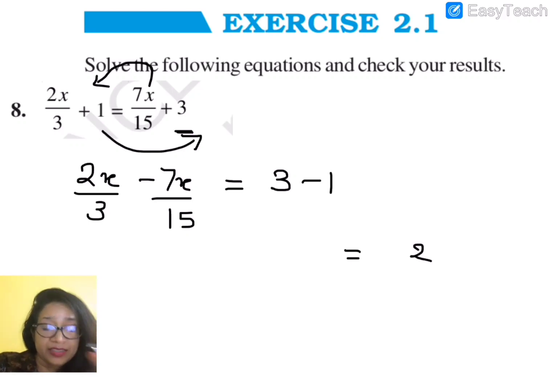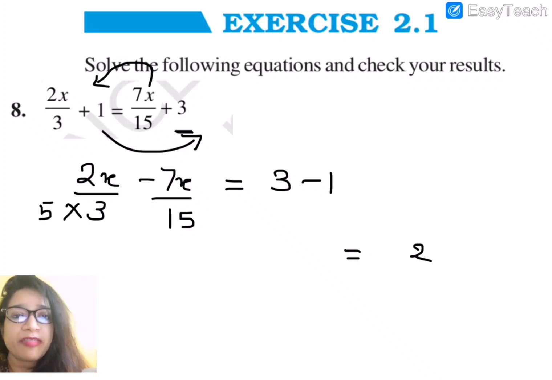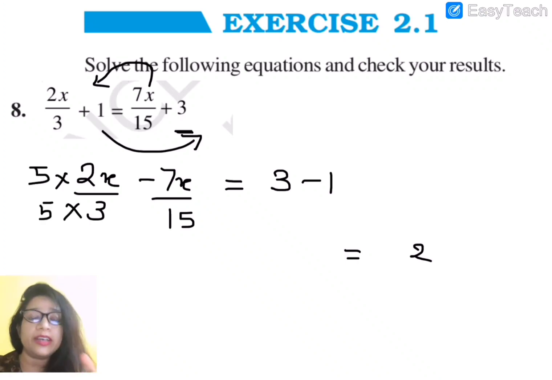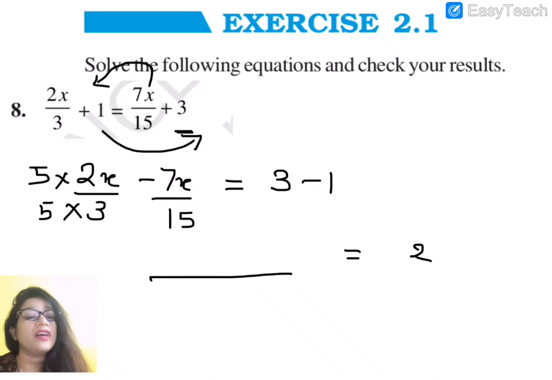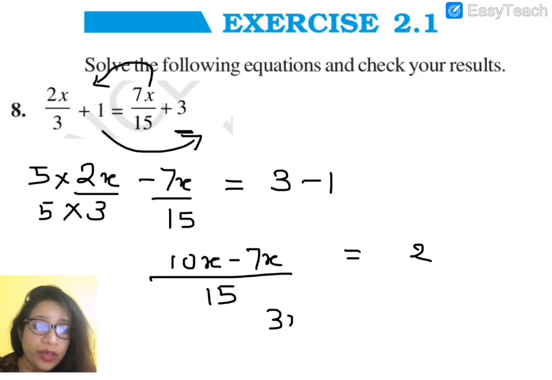We cannot subtract such terms if we do not have the same denominator. So we need to have the same denominator. We multiply by 5 to both the numerator and denominator. Why have you multiplied by 5? Because 5 3s are 15, and now both the denominators are 15. So now we can easily add or subtract the numerators if the denominators are the same. So what is this numerator? 5 into 2x is 10x minus 7x. So it is coming out to be 3x by 15 is equal to 2.